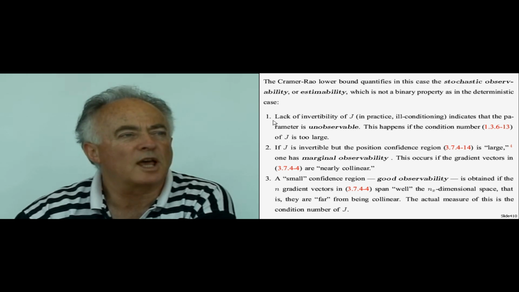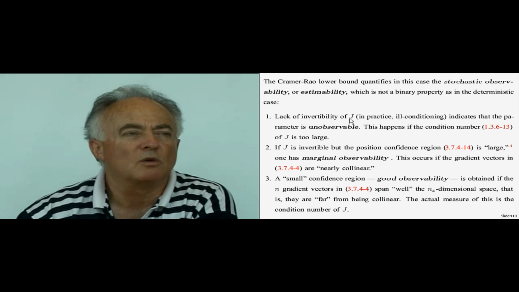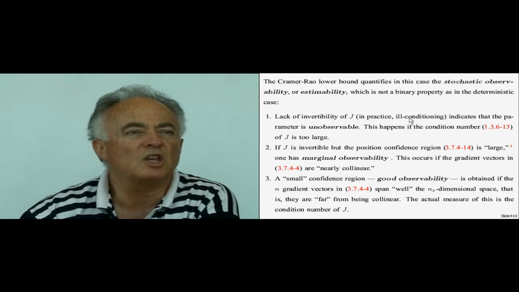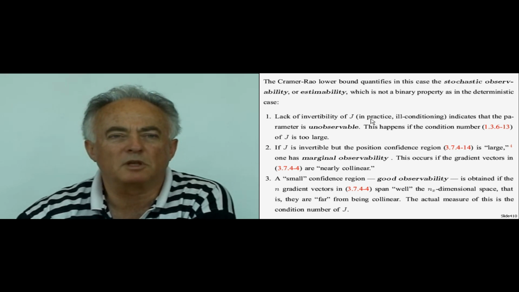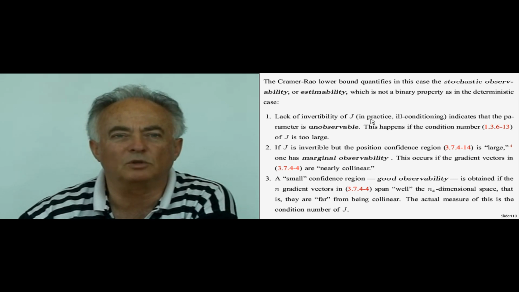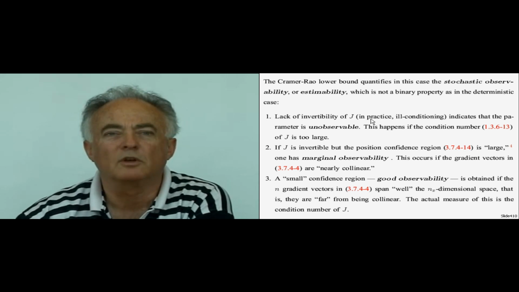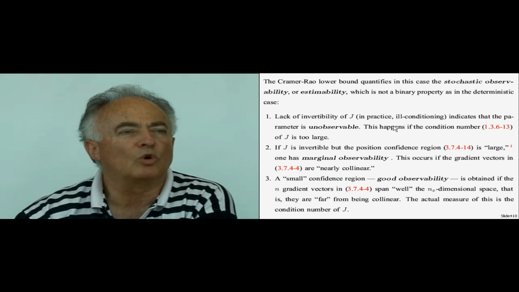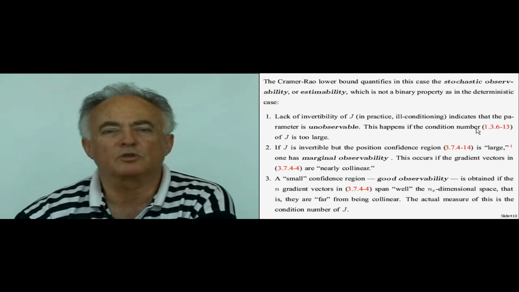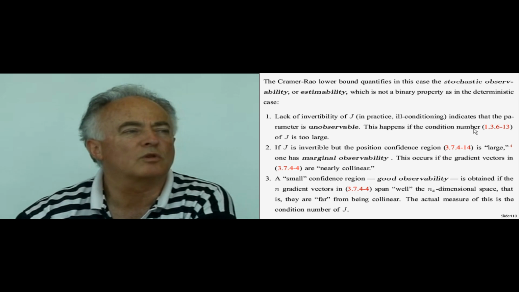In practice, the lack of invertibility of J, which might be just ill conditioning, indicates that the parameter is unobservable. So the way a computer comes back to you is that it says I cannot invert the matrix. Why? Because it's ill conditioned. Matrices with eigenvalues 8 or 10 orders of magnitude apart are not nice, and computers will not provide you an inverse. The condition number, which is really the ratio of highest to lowest eigenvalue, is too large.